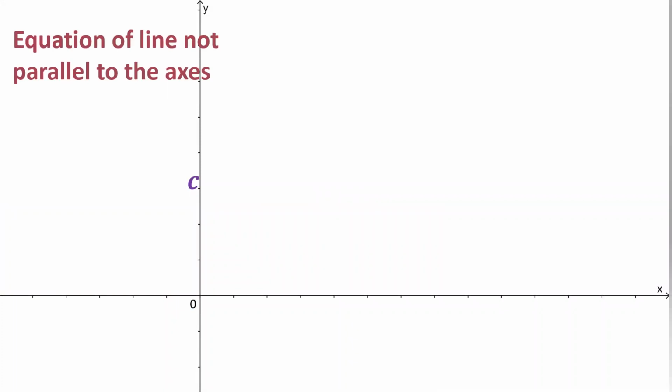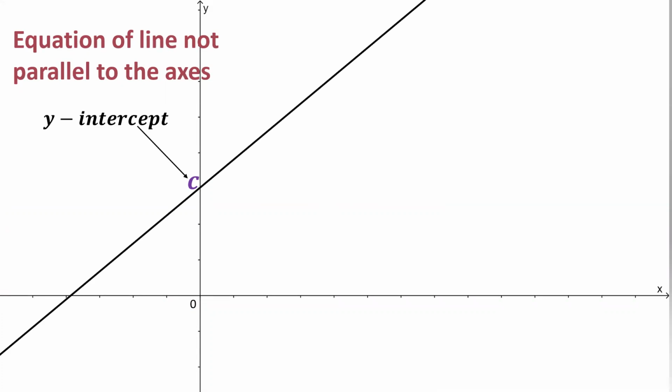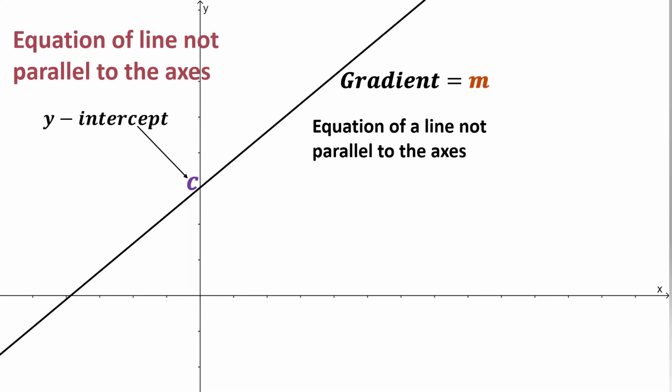Let us now consider equation of line not parallel to the axis. This line crosses the y-axis at c, where c is the y-intercept. But remember, dear students, that the equation of this line is not y is equal to c, as this line is not horizontal. Suppose that the gradient is m. Equation of a line not parallel to the axis is in the form y is equal to m, that is the gradient, multiplied by x plus c, that is the y-intercept. y is equal to mx plus c.